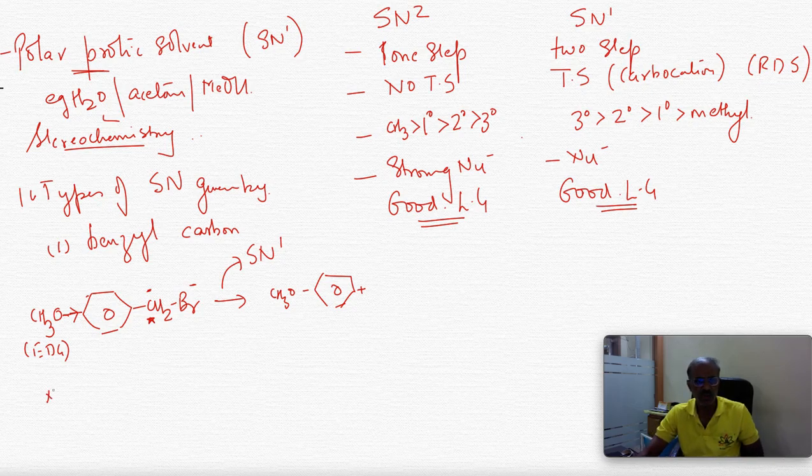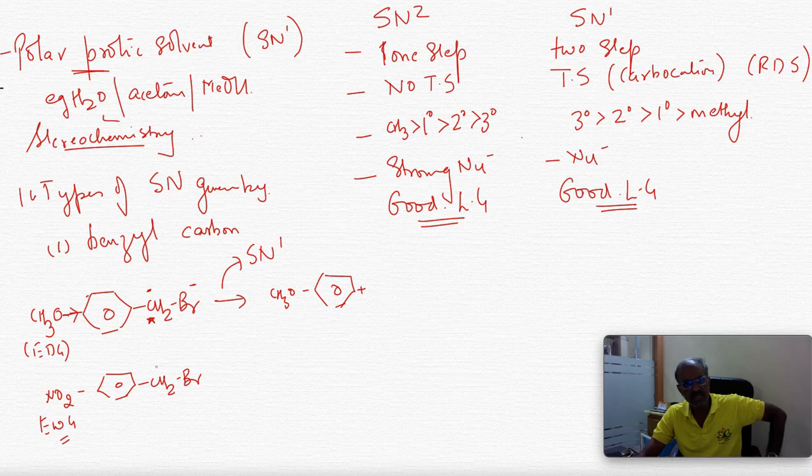Similarly, if a NO2 group is attached, NO2 is nothing else but an electron withdrawing group. It will pull all the electrons towards it. Then this becomes positively charged, partial positive charge, and here obviously negative. Then obviously it is not going to leave the bromine as a good leaving group. So here the SN2 reaction has to take place because there is no chance of formation of any carbocation.